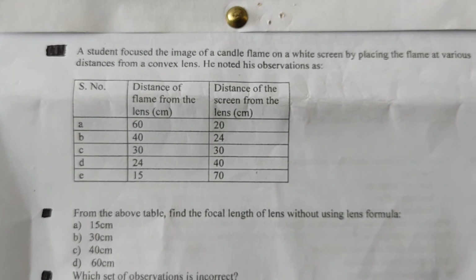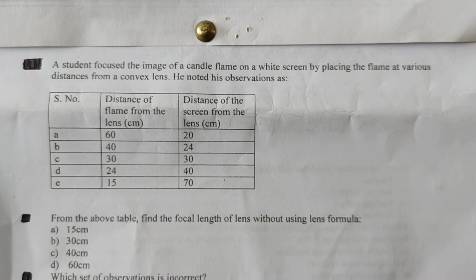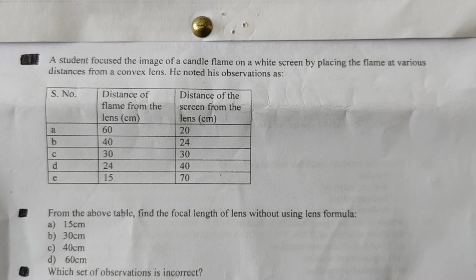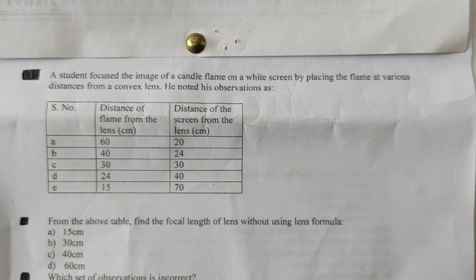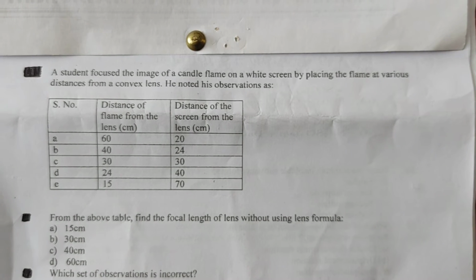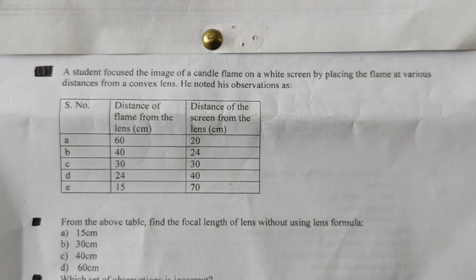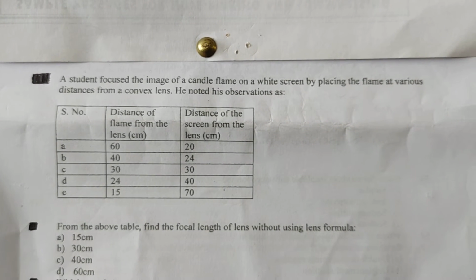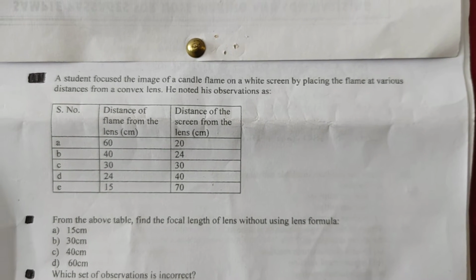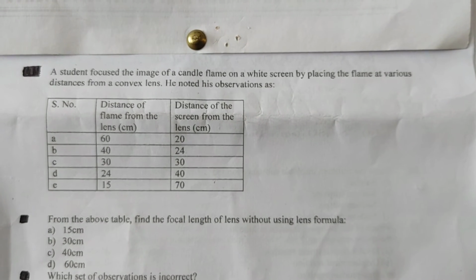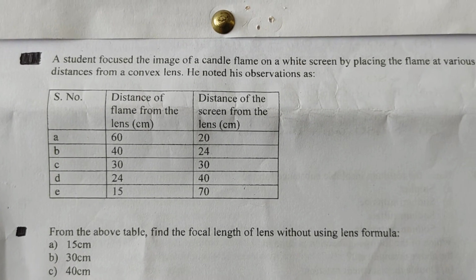The first question is, from the above table, find the focal length of lens without using lens formula. See, we know that once we have U and V values, we can use a lens formula, 1 over F is 1 over V minus 1 over U, to get focal length of the lens F. But what they have given is, find the focal length of lens without using lens formula. There are 4 options given. Now, if your concepts are clear, you should not have any difficulty in choosing the correct observation.